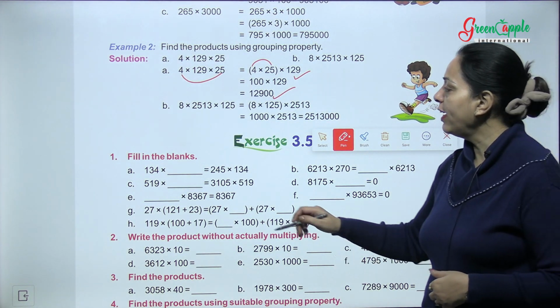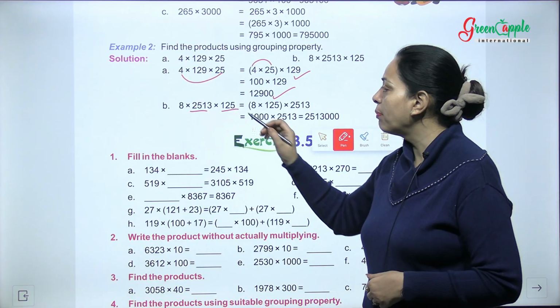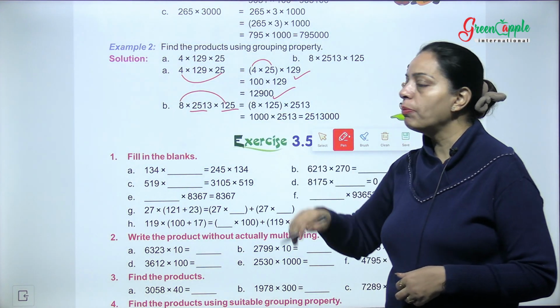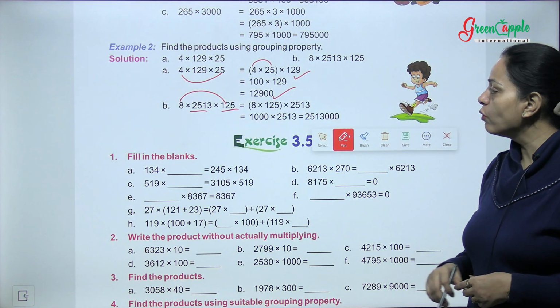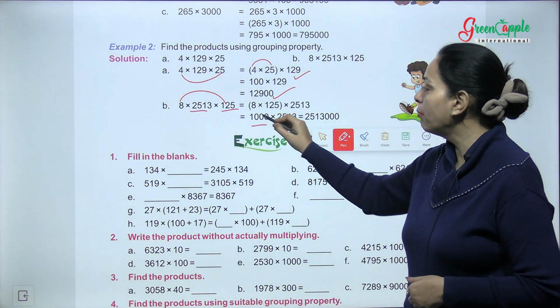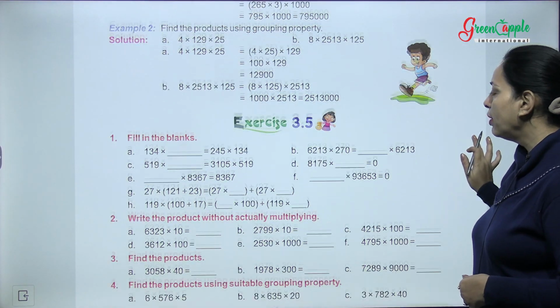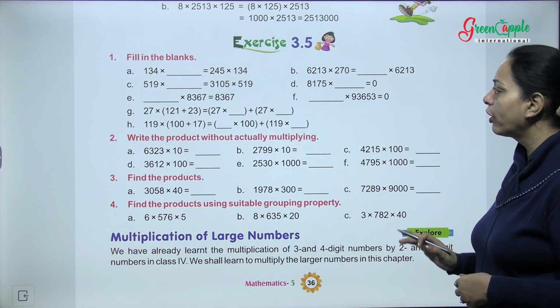Now B part: 8 multiply this number multiply 125. We know 8 and 125, the multiplication of both is 1000. So 1000 into this number. So this is the answer, right? So very simple.